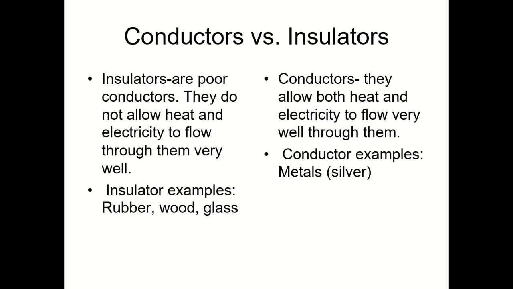Now, to compare the two, conductors versus insulators. So we have here the basic concept between the two. Insulators are poor conductors. They do not allow heat and electricity to flow through them very well. Insulators have examples like rubber, wood, glass, etc. And conductors allow both heat and electricity to flow very well through them. Examples of conductors are metals like silver, gold, copper, iron, and so on.